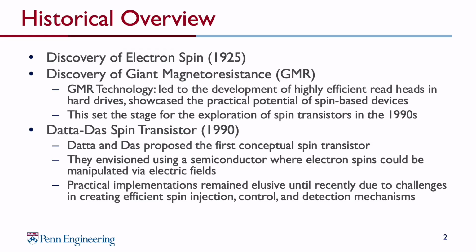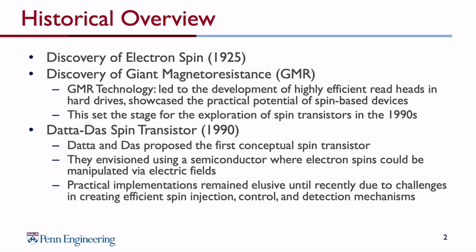The concept of using spin for computational purposes has roots in the discovery of electron spin in 1925. The rise of spintronics began in the 1980s with the discovery of giant magnetoresistance, in short, GMR, by Albert Fert and Peter Grunberg, for which they won the Nobel Prize in Physics in 2007. GMR technology, which led to the development of highly efficient read heads in hard drives, showcased the practical potential of spin-based devices. This set the stage for the exploration of spin transistors in the 1990s.